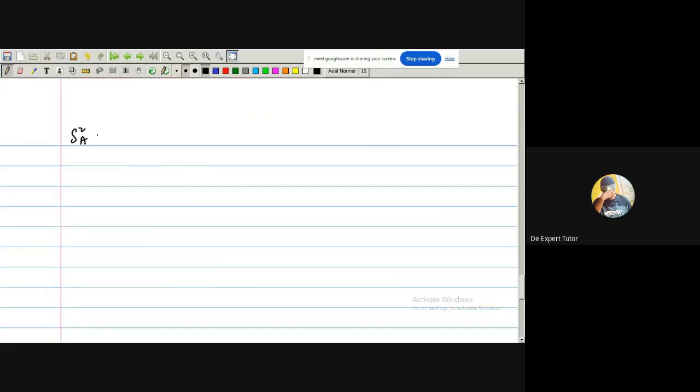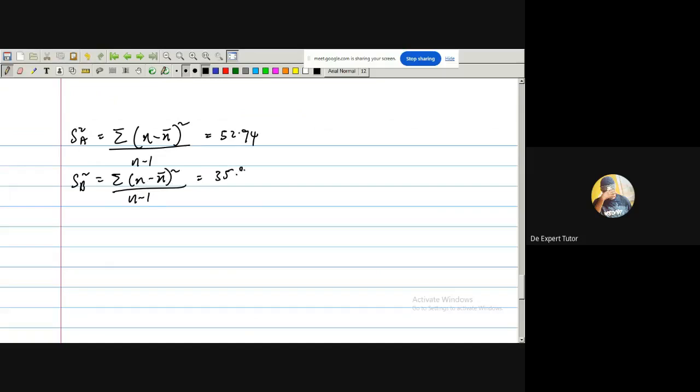Now, after getting the means, the next one is to get their standard deviation and their variance. S A square is the summation of x minus x bar square all over n minus 1. So that will give me 52.94, when we use the calculator to get the variance. And for the second one, S B square, same formula, x minus x bar square all over n minus 1, that will give me 35.94.